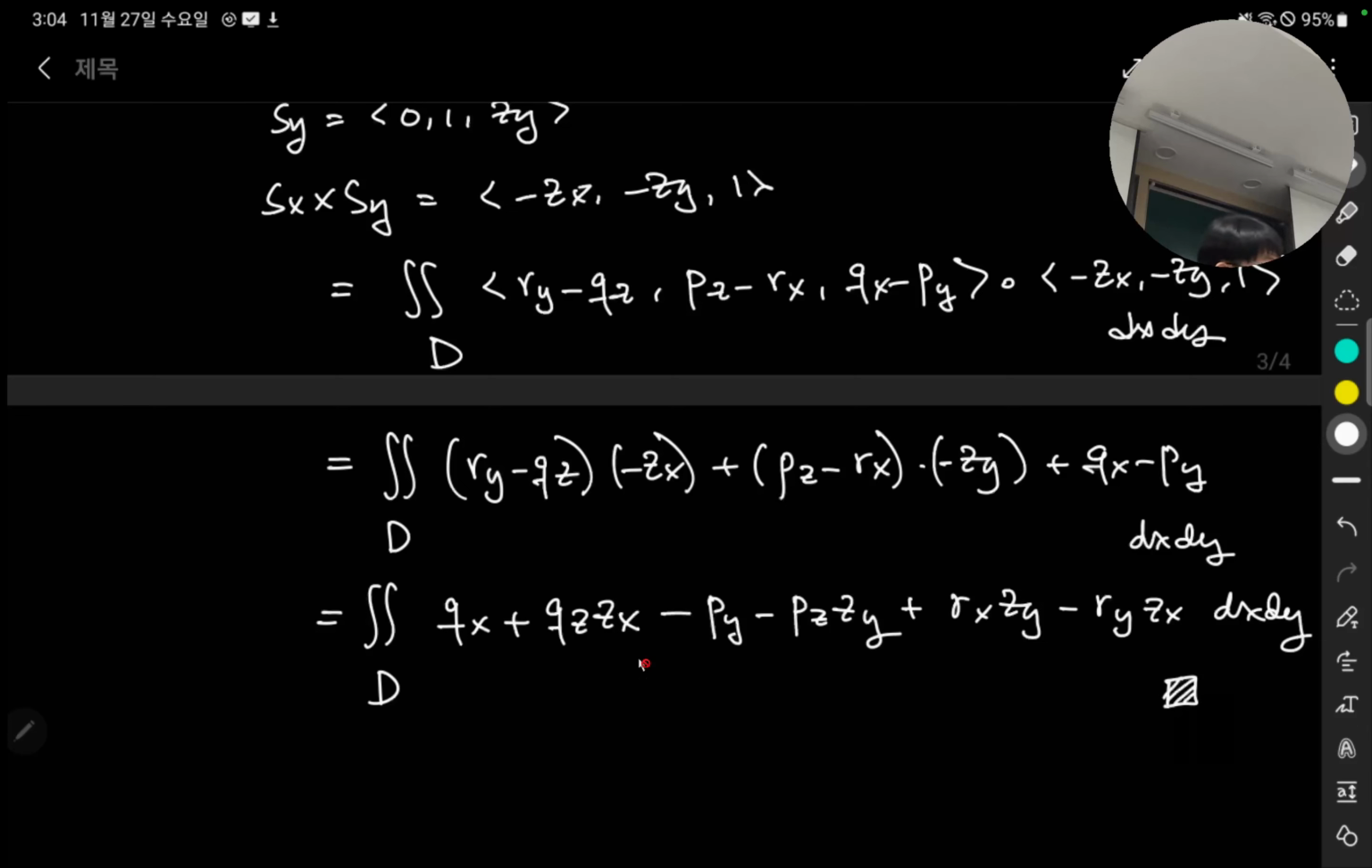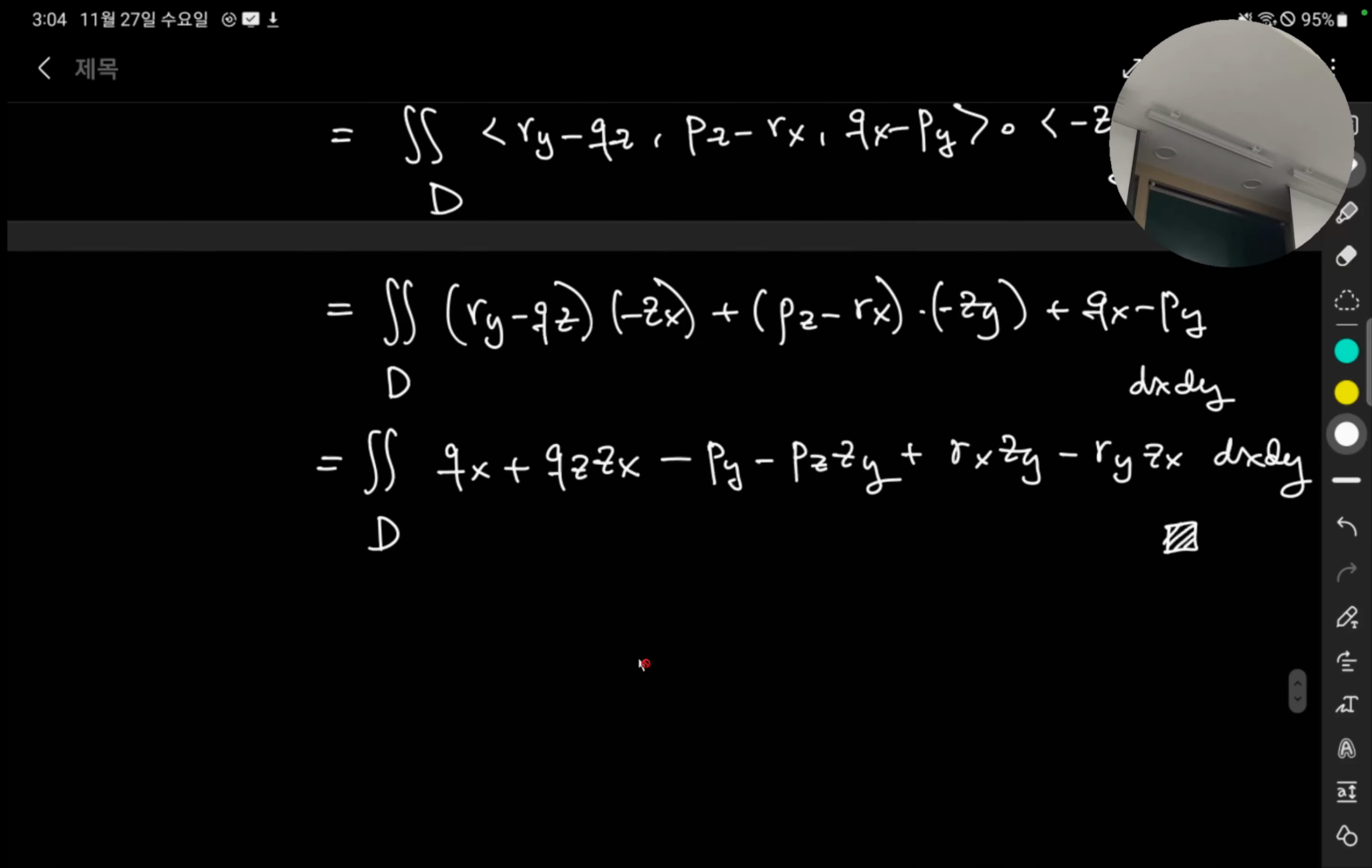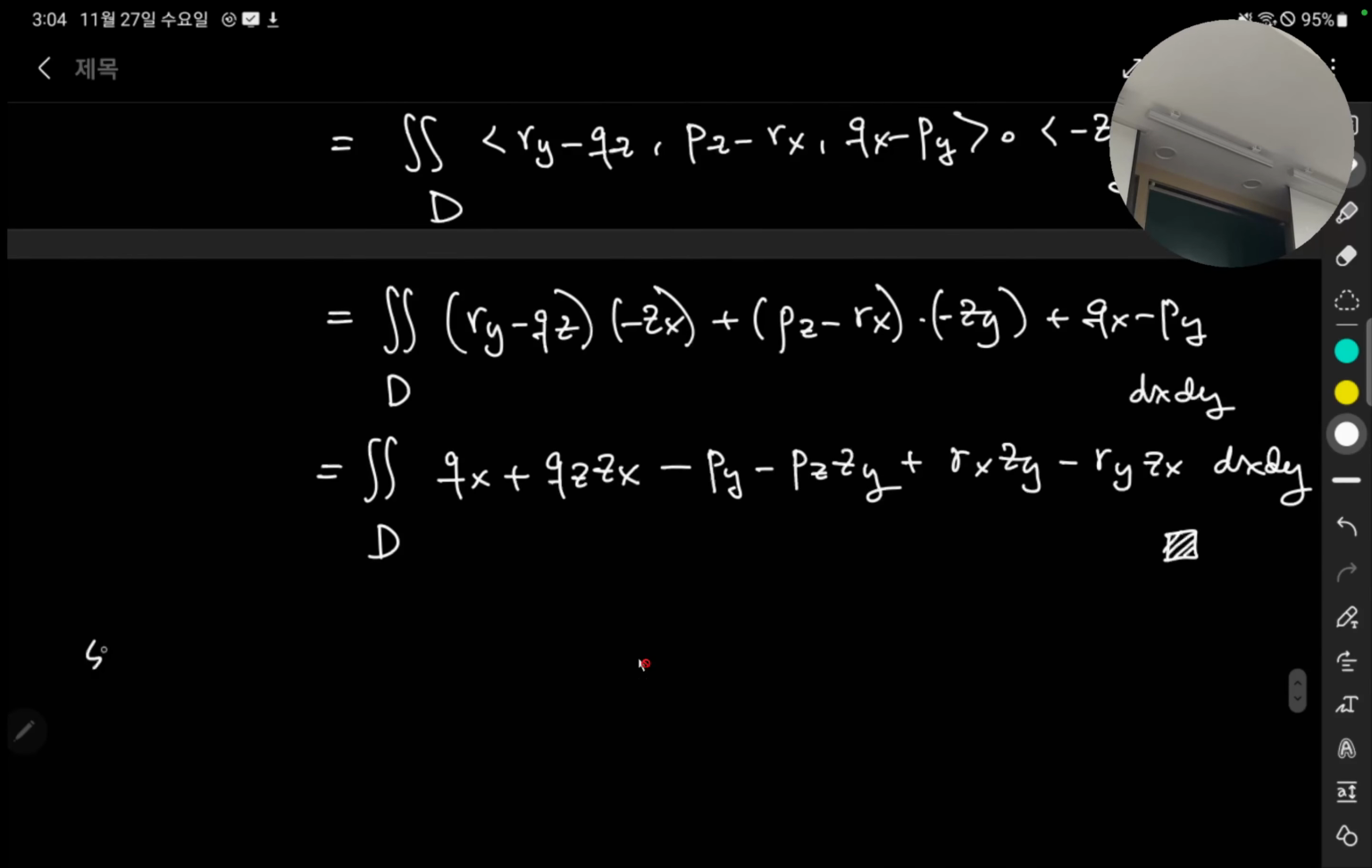So what's the meaning of Stokes' theorem? Stokes' theorem gives you the meaning of the curl. That's the meaning of Stokes' theorem. Also there is a meaning in the application to electromagnetic theory. But anyway, Stokes' theorem gives meaning to the curl.